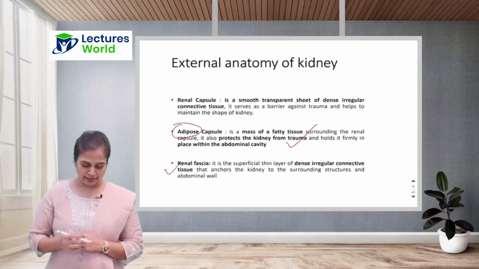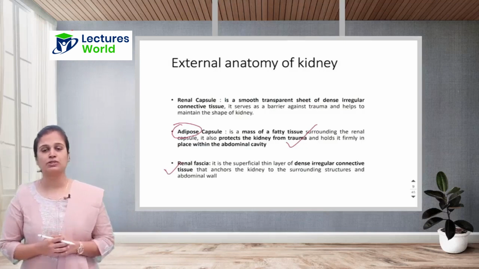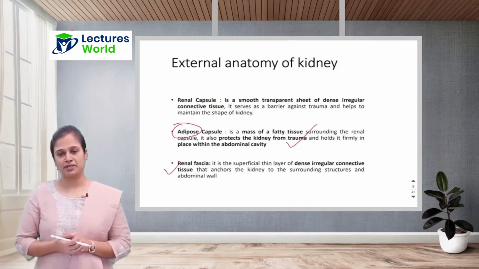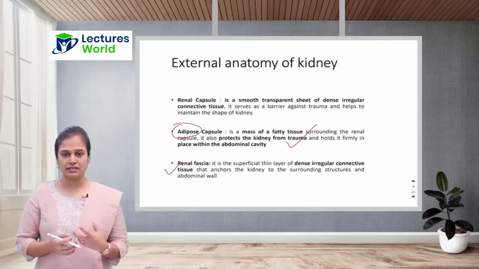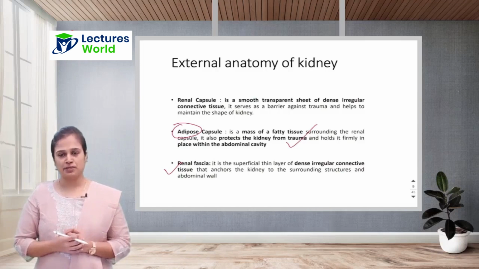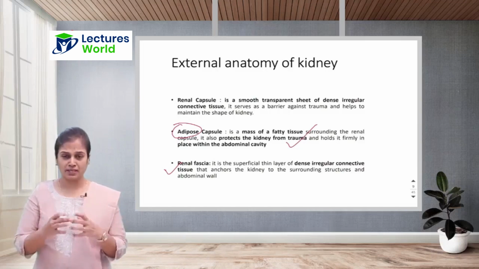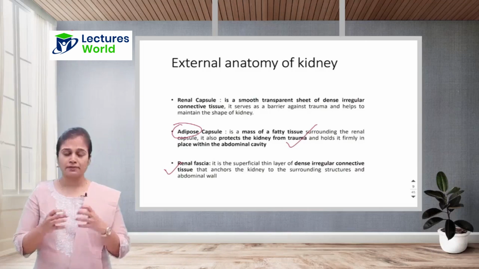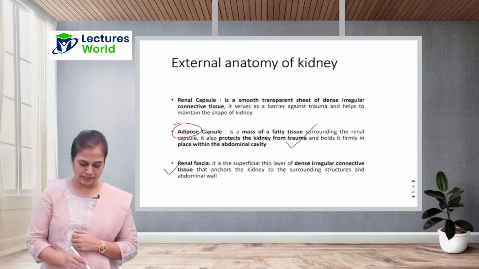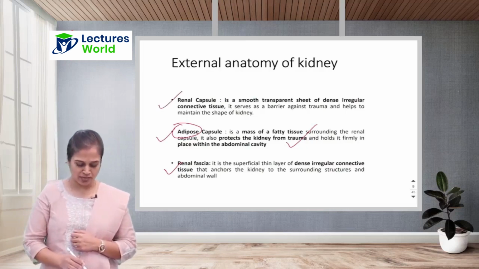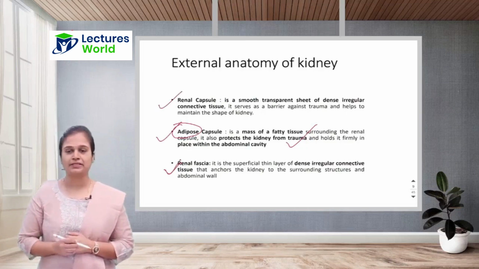The third layer is the renal fascia. It is the outermost layer and it is a superficial thin layer of dense irregular connective tissue, and it anchors the kidney with the surrounding structures and the abdominal wall. So it fixes the place of the kidney. So there are three layers: renal capsule, adipose capsule and renal fascia.